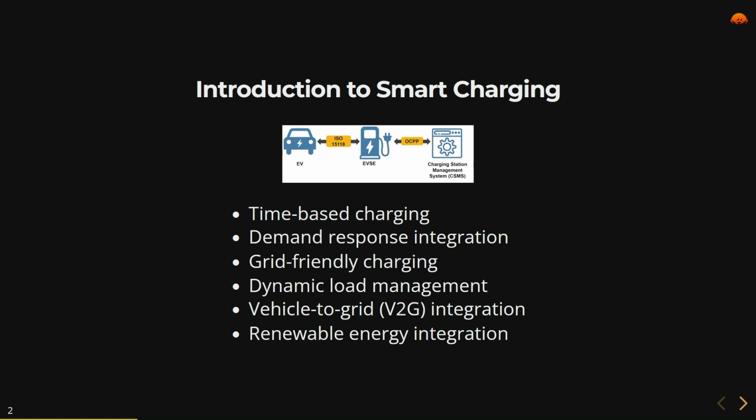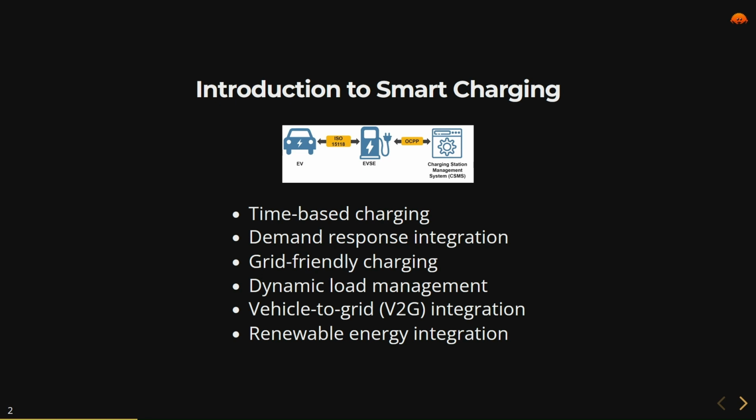Vehicle to grid integration can allow the charged EV to feed electricity back to the grid when needed. This enables the EV to act as a temporary energy storage device and can help balance the grid during peak demand or provide backup power during emergencies. Renewable energy integration. It can be integrated with renewable energy sources such as solar panels and wind turbines, maximizing the use of clean energy and reducing the reliance on fossil fuels.